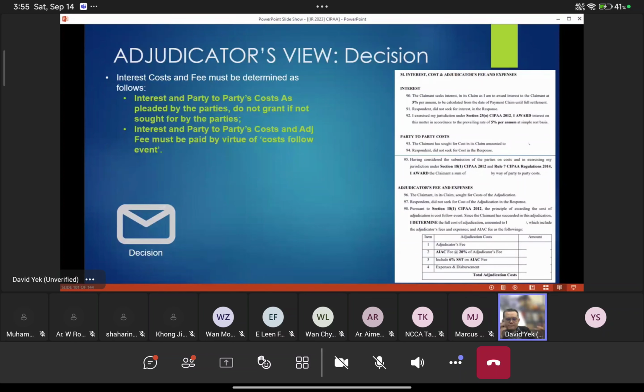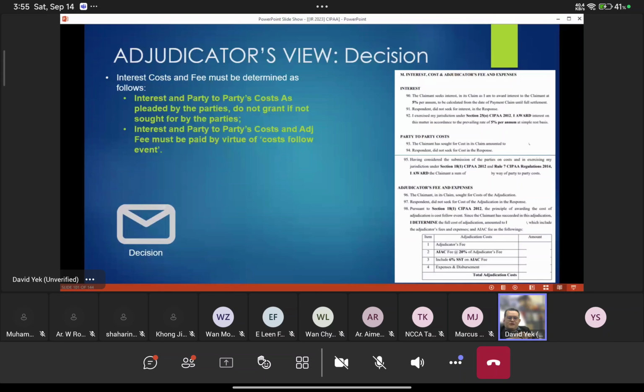So the winning party has the right to claim for interest, and the adjudicator will have to decide. Not only that, the adjudicator has to decide the party-to-party cost. Remember, I said just now, some parties may engage a claim consultant to do the claim for them. So there is a fee payable to the claim consultant. The winning party will claim back this fee from the losing party. This is the meaning of the term cost follows event. That means the one who lost has to pay everybody.